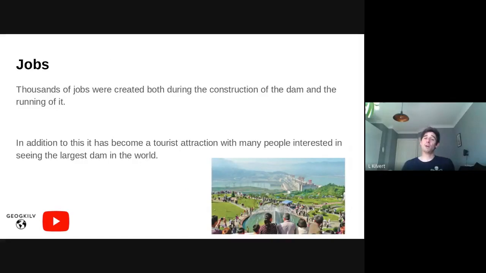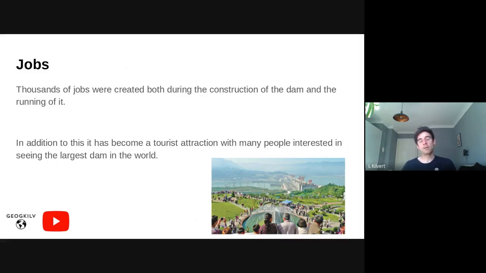Another economic advantage, which also crosses over into the social advantages, is that thousands of jobs are created. Thousands of jobs are created in the construction and the building of the dam, but there are also long-term jobs with this as well. We need people to be able to run the dam. We need people to be able to repair the dam. And actually, it's created a whole other industry because there are lots of geeks out there like me that like to look at huge infrastructure projects, and it's become a tourist attraction.